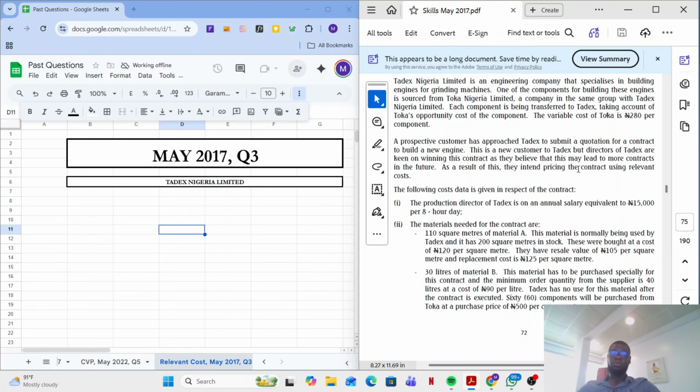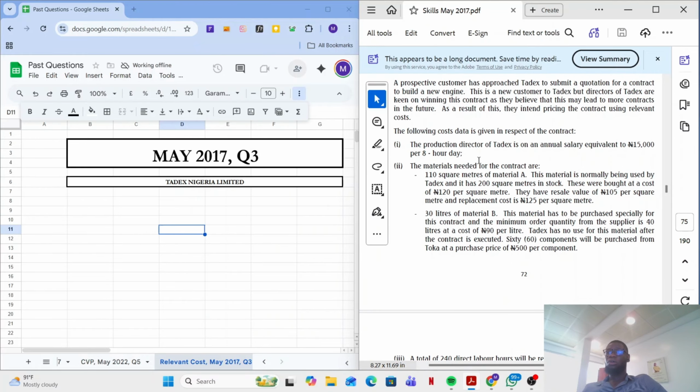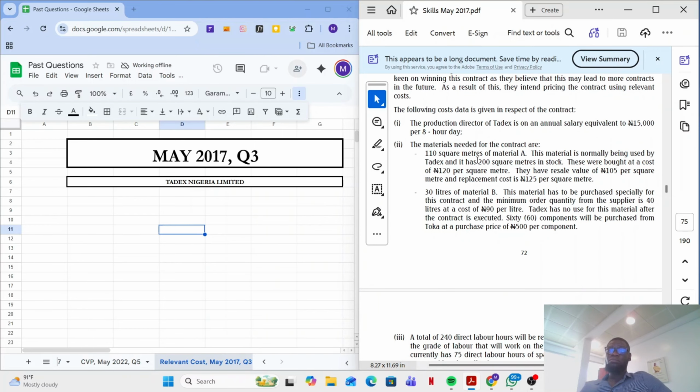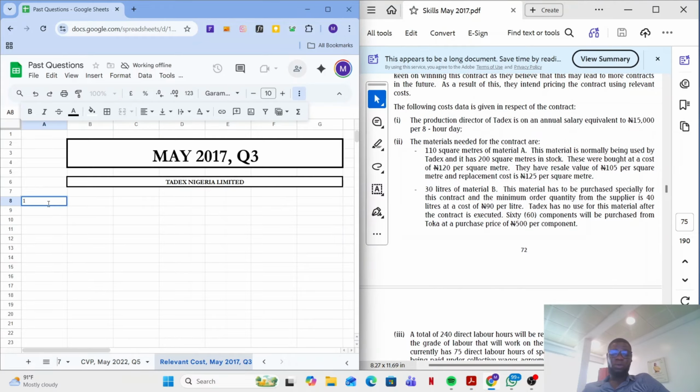I'm guessing from now we'll be having the additional information that will be used to solve this question. It says the following cost is given in respect of the contract. The first thing I would love you to do is to classify each of the costs, whether it is relevant or not relevant. The first thing we have is that the production director of Tadex is on an annual salary equivalent to 15,000 naira. Now, is annual salary relevant or irrelevant?